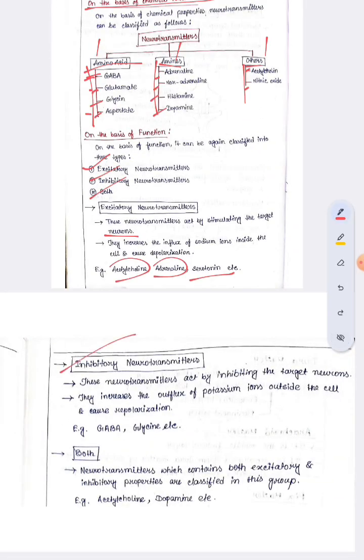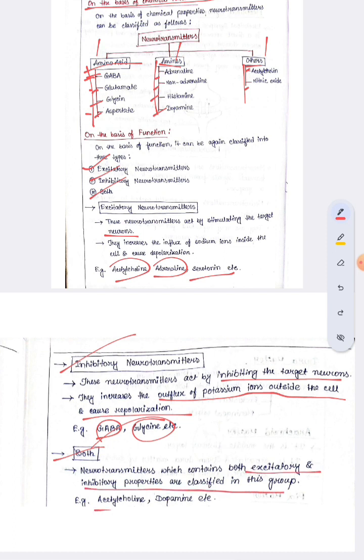Inhibitory neurotransmitters. These neurotransmitters act by inhibiting the target neurons. They increase the efflux of potassium ions outside the cell and cause repolarization. Example: GABA, glycine, etc. And both is a neurotransmitter which contains both excitatory and inhibitory properties and is classified in this group. This is acetylcholine and dopamine.